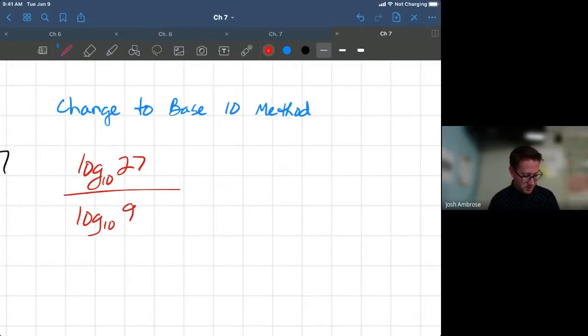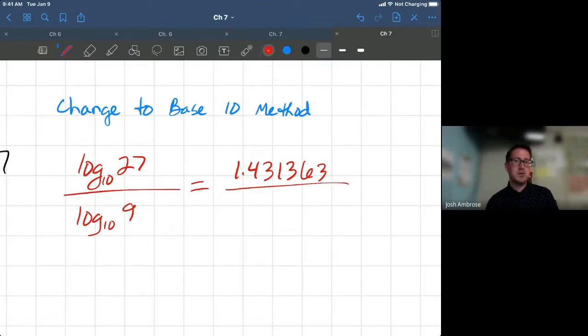If we plug in log 27, you get a fairly long decimal answer here. 1.4313. And it does keep going. Yeah, it keeps going. Okay.